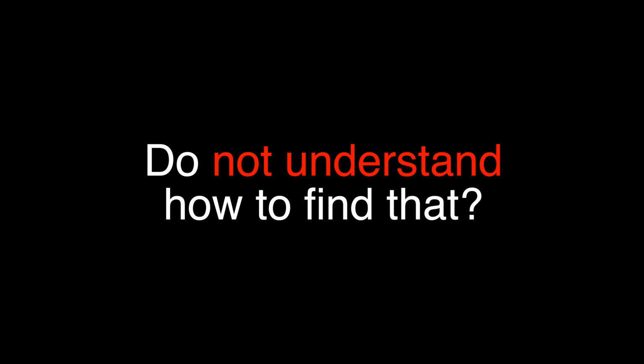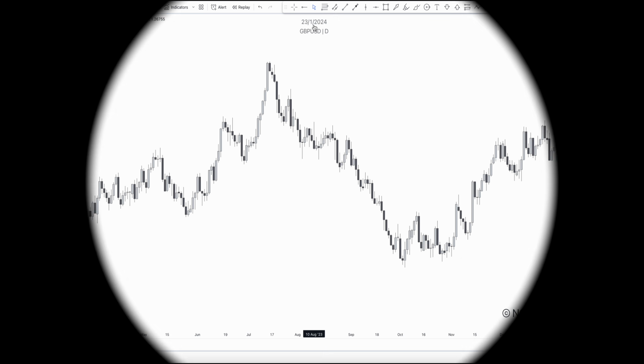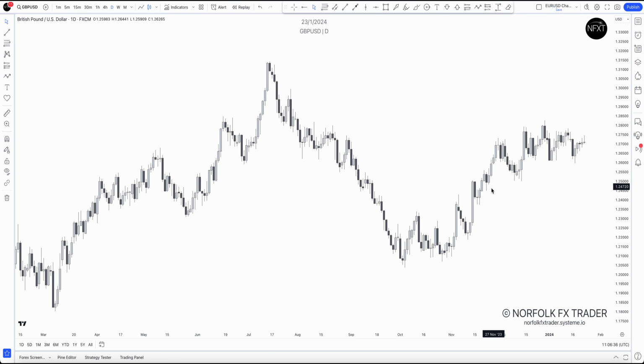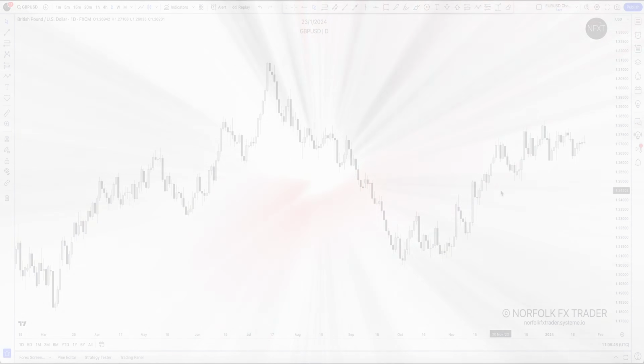Now, I realize that many traders out there do not understand how to find that directional bias. So I'm going to show you on the pound US dollar on the daily time frame, 23rd of the 1st, 2024. We're going to go through how we look for that directional bias. Now, it's all about understanding your market structure, and there's a great video on how to map your charts with structure. You can watch that at the end of this video.